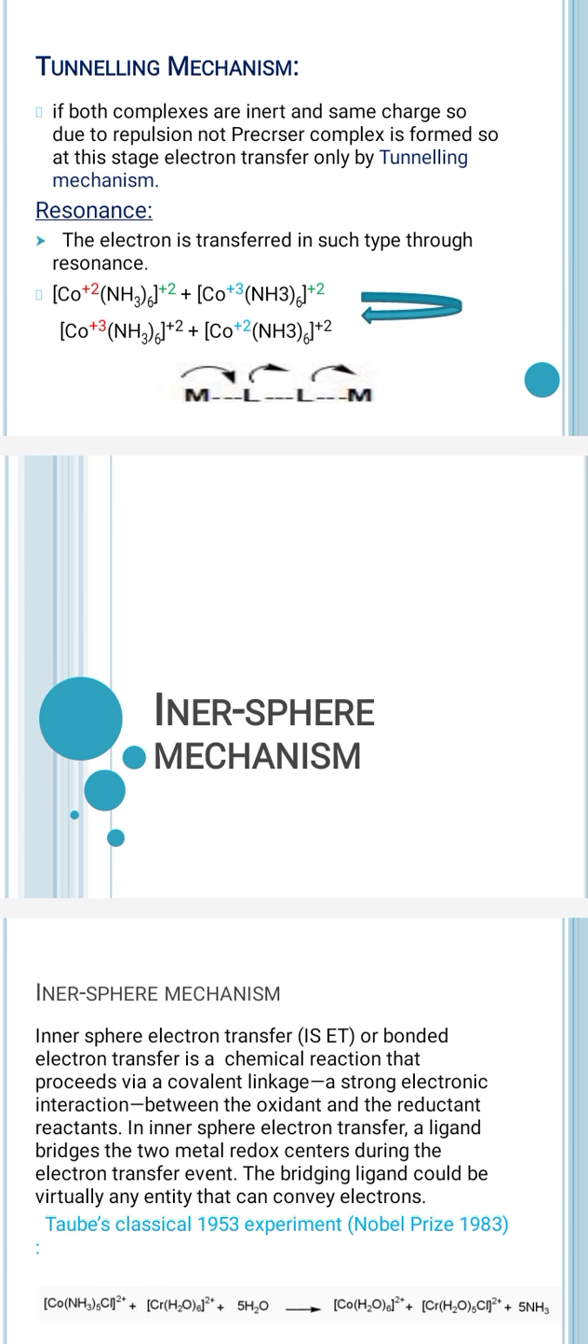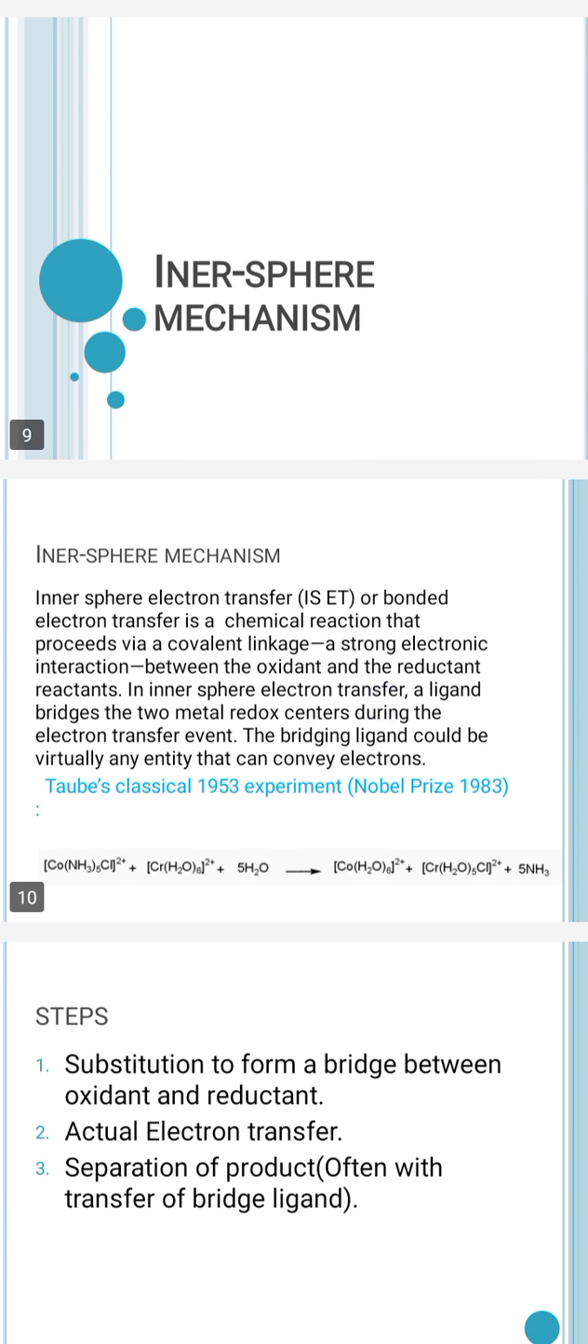Now we will discuss the inner sphere mechanism. In the inner sphere mechanism, electron transfer, or bonded electron transfer, is a chemical reaction that proceeds via covalent linkage. Means in the inner sphere mechanism, the electron transfer is done only through the covalent linkage. There is a strong electronic interaction between the oxidant and the reductant reactant. In inner sphere electron transfer, a ligand bridges the two metal redox centers during the electron transfer event.